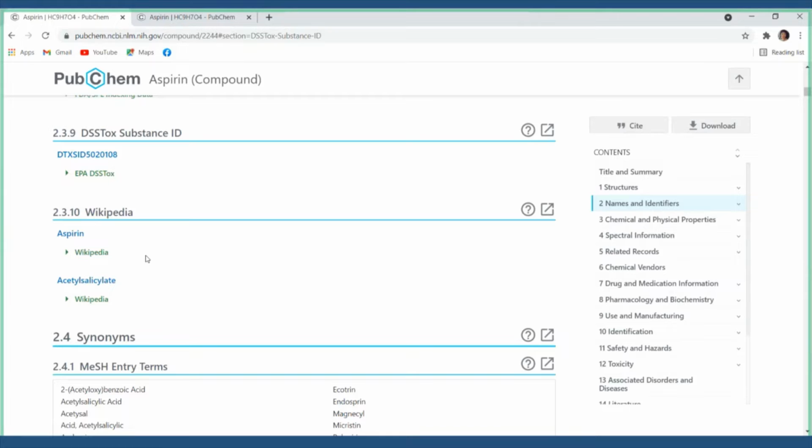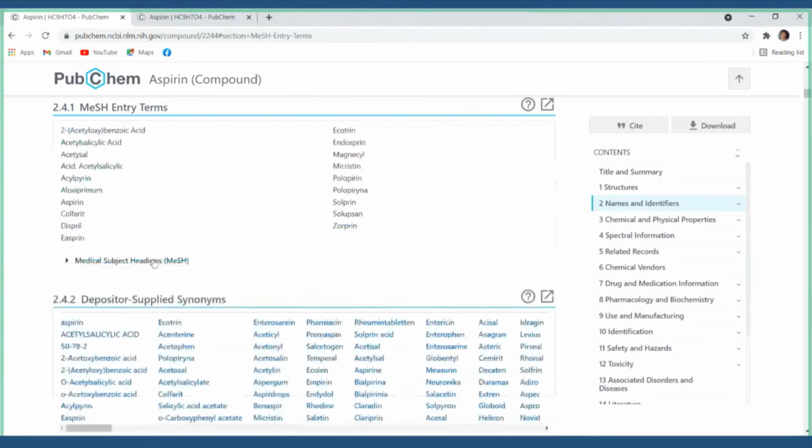You can see all this information about a drug on PubChem, and there are millions of compounds and drugs. If you want information about them, you don't need to stress yourself. Just type the name there and it will give you the information.